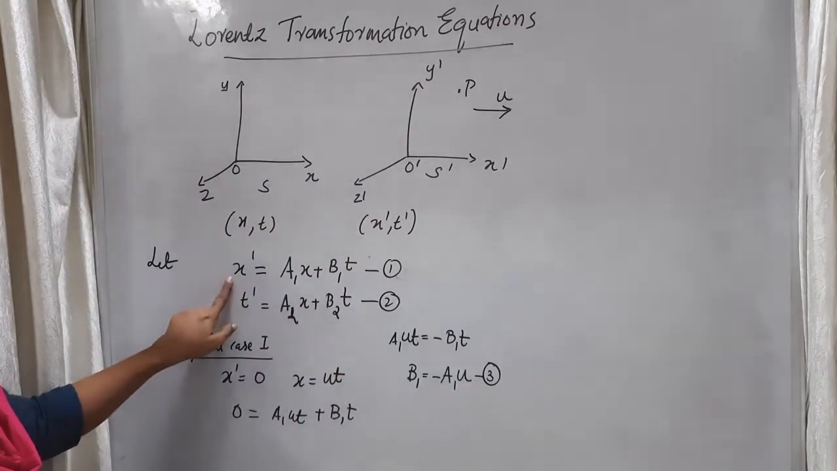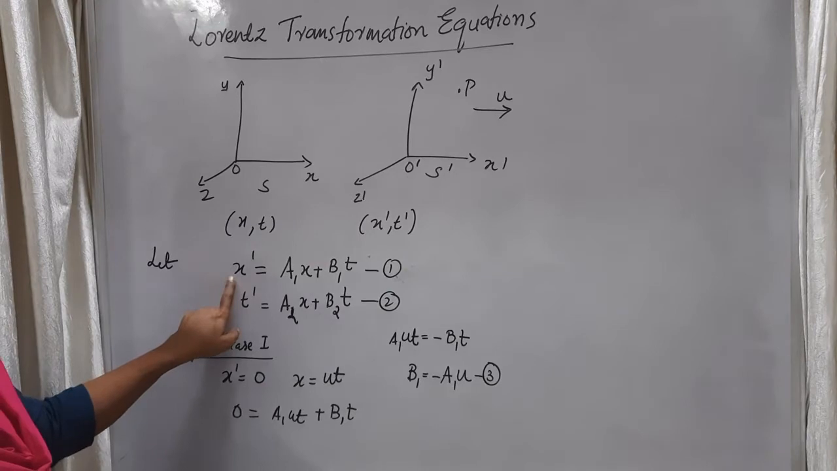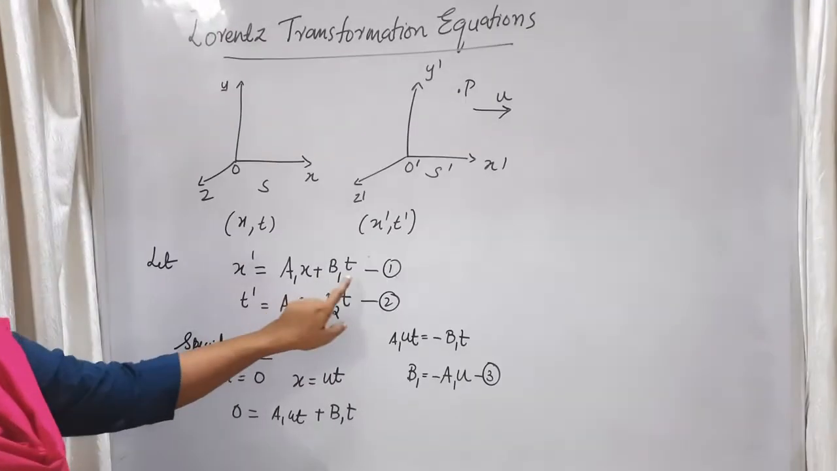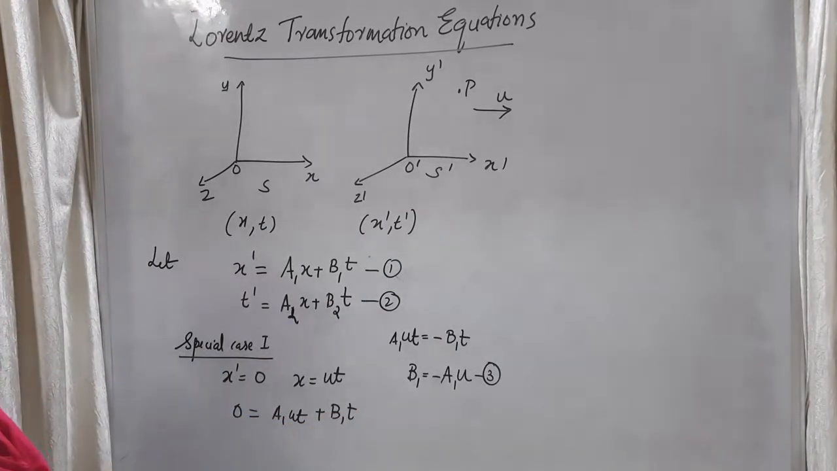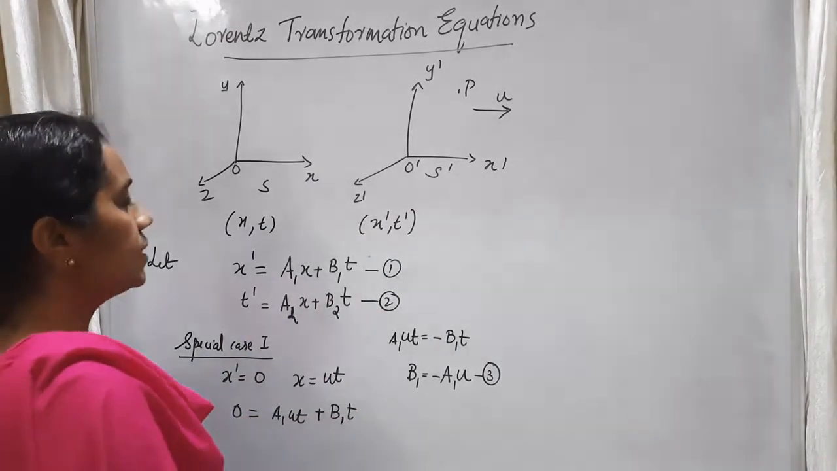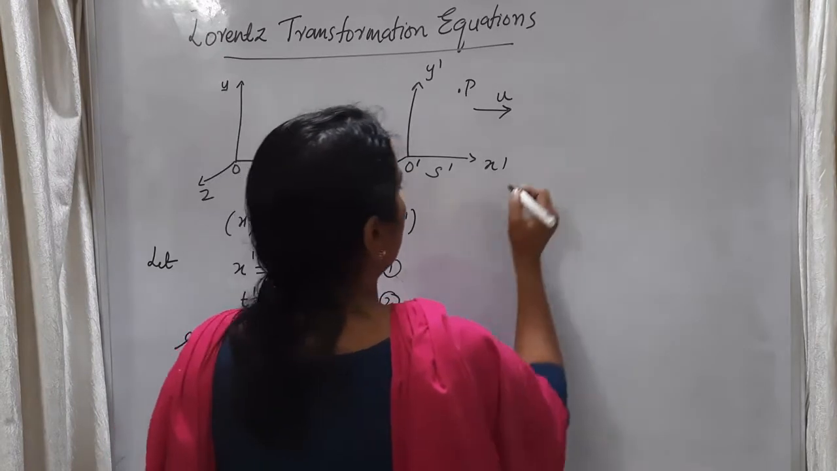So in that case you can write x dash is equal to a1x minus a1u into t. So let it be there. Now let us consider the second special case, that is special case 2.